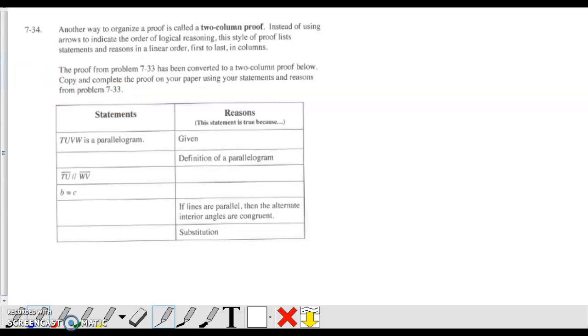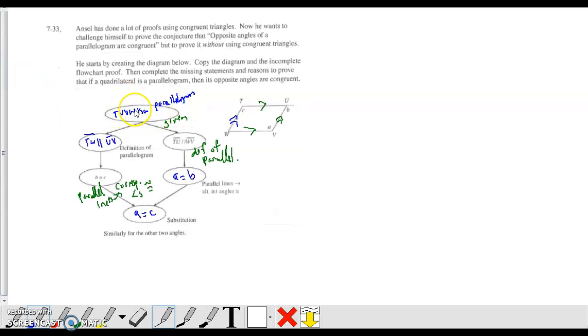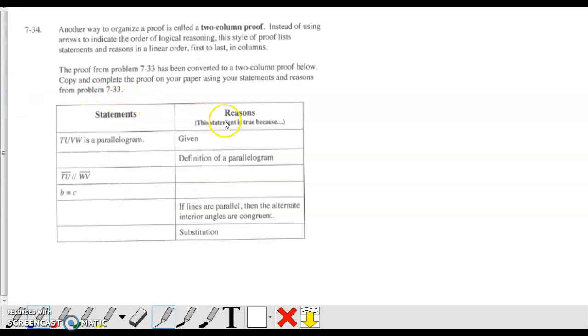All right. Notice that we always have something written in an oval, and then we always have a reason behind it. So we have statements and we have reasons: why are you writing this? This is because. So another way to organize it is a two-column proof. You could also write a paragraph. Usually two-column proofs or flowcharts are easier. Instead of using arrows to indicate order, we just list it in linear order, first to last. Okay, so let's complete this chart.